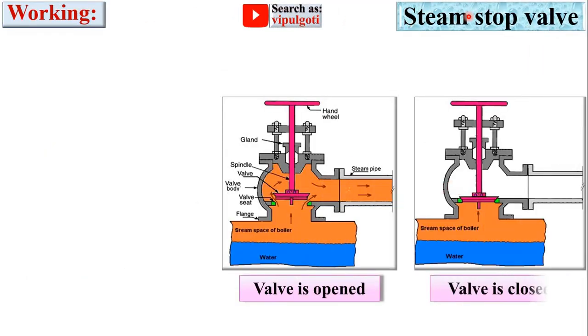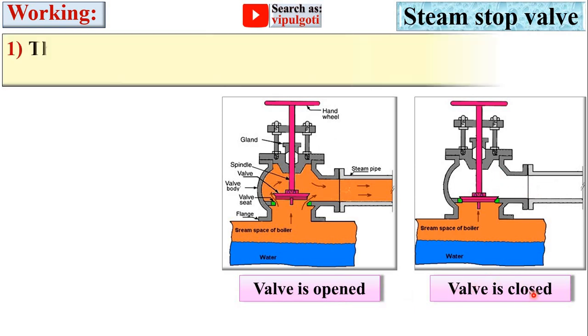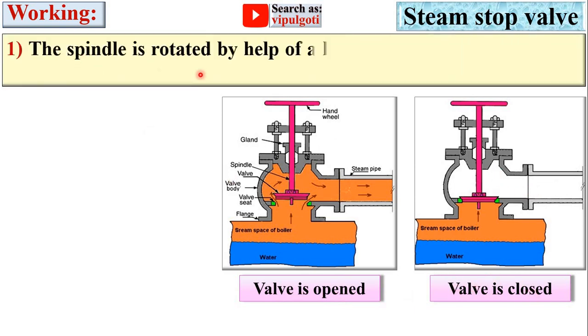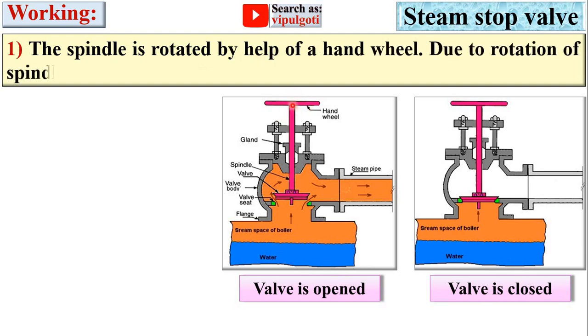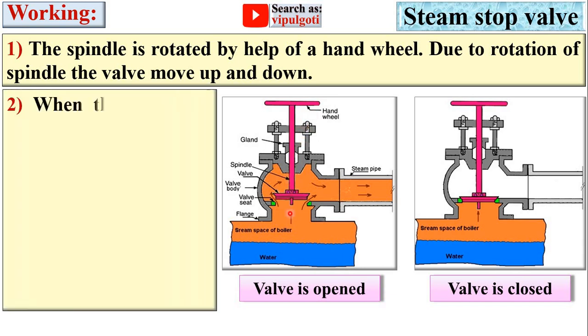Now the working of the steam stop valve. So consider these two figures. First one is when the valve is open, second one is when the valve is closed. The spindle is rotated with the help of the hand wheel. Due to the rotation of the spindle, the valve moves up and down.